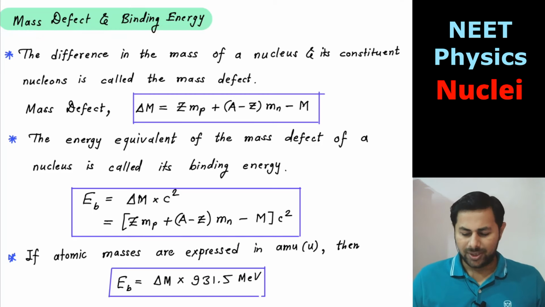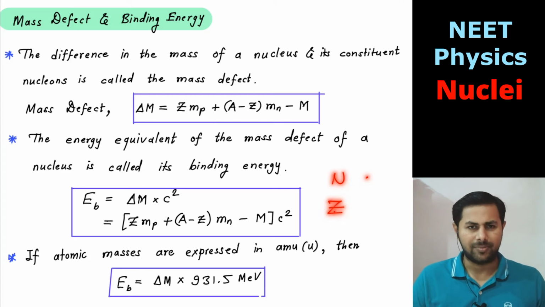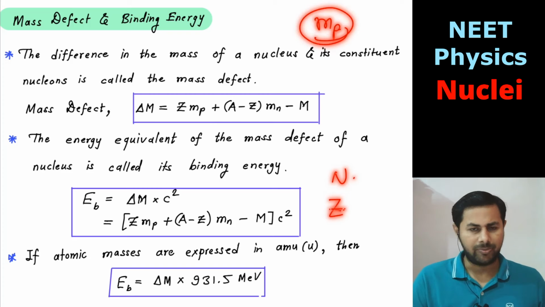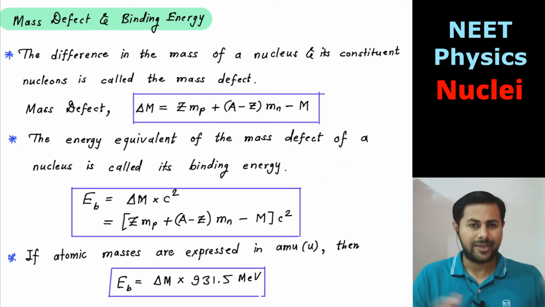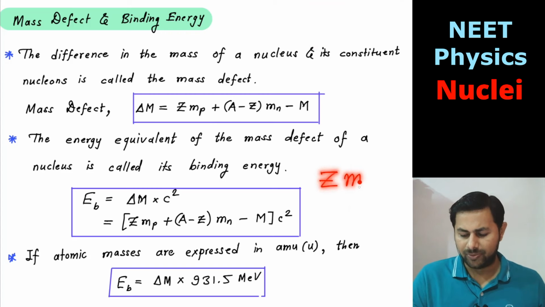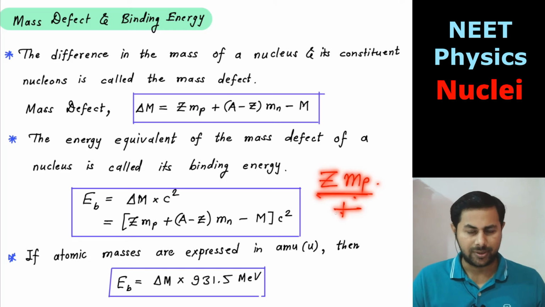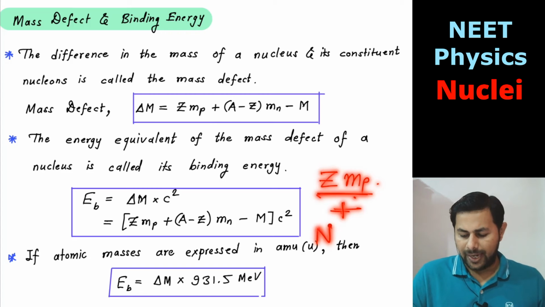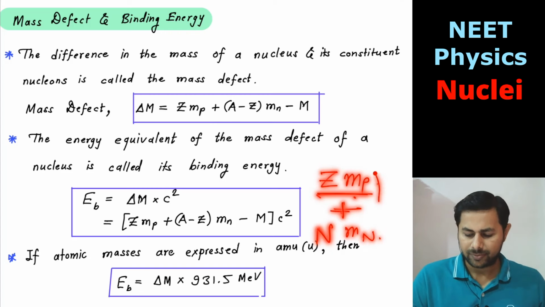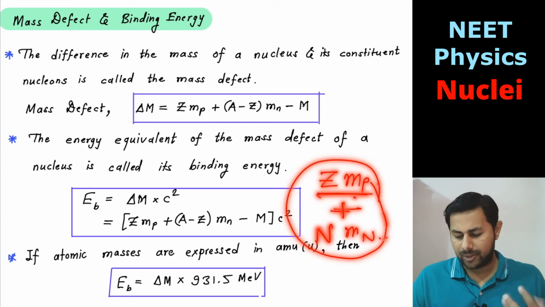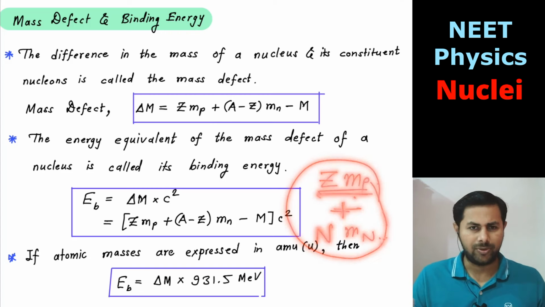Now see, you have n number of neutrons in an atom and there are z number of protons. If you add up the mass of neutrons and the mass of protons, suppose mp is the mass of one proton, what would be the total mass of z protons? It would be z times the mass of one proton. If you add the mass of neutrons, that is n times the mass of one neutron. So our rough assumption would be this should be the total mass of the nucleus.